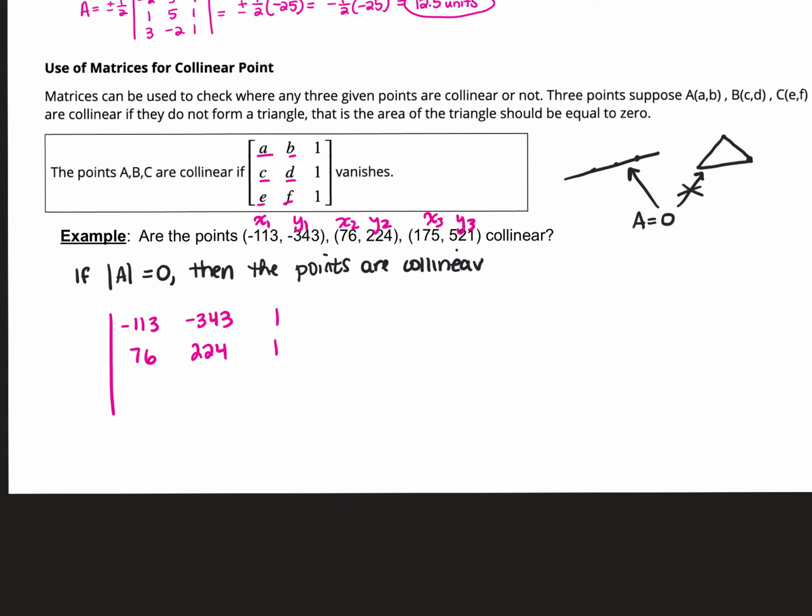And then you end up with this determinant. Now we just have to see if it's 0. If it's 0, then the points are collinear. So go ahead and try this, plug it into your calculator, see what you get, and come back and check your answer.